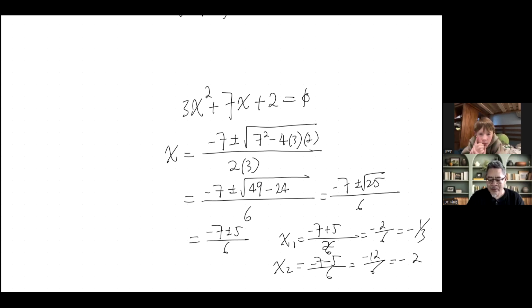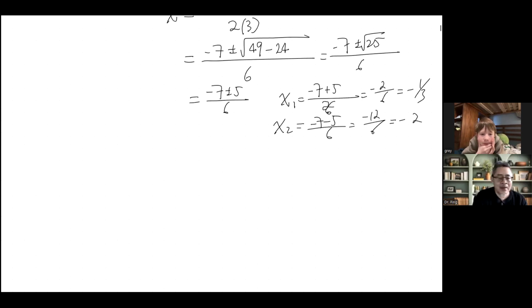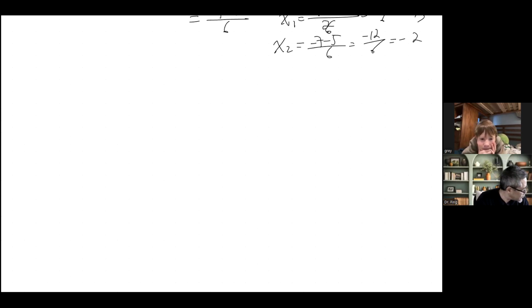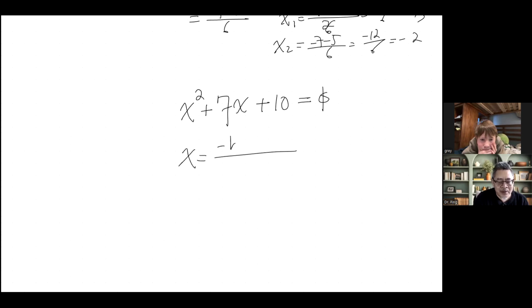Okay, I'll let you try a couple. Let's do x squared plus 7x plus 10. Okay, now we're going to use the formula, which is minus b plus minus the square root of b squared minus 4ac, over 2a. Okay.